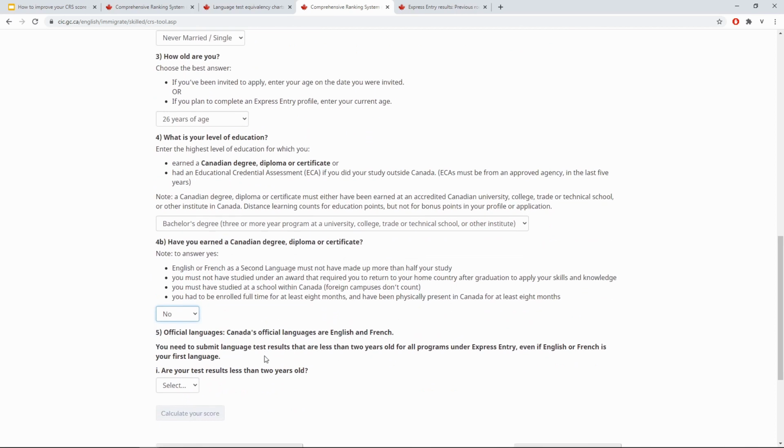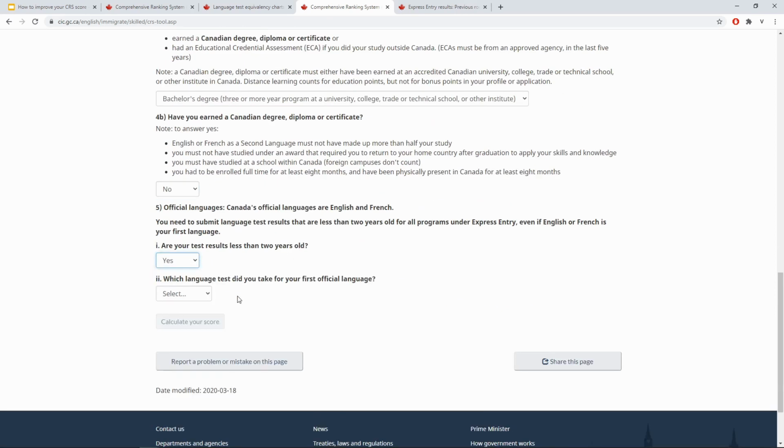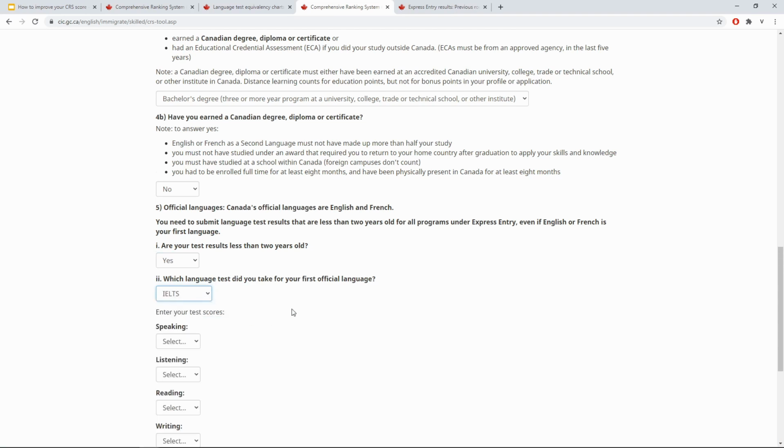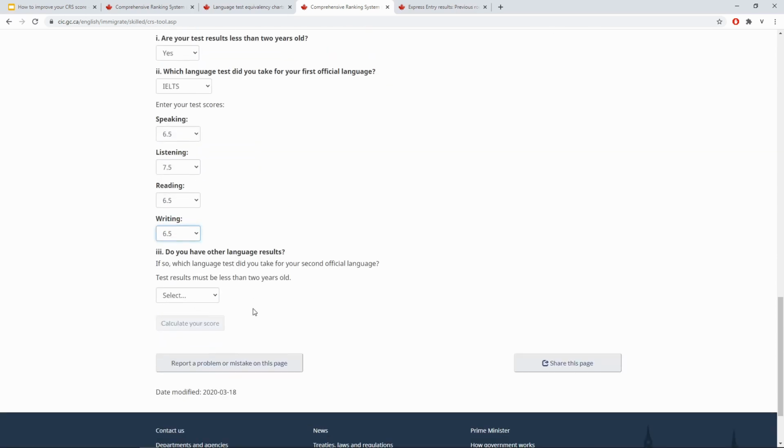There is no Canadian degree. Test results, yes. IELTS, and he had scored CLB level 8, that is 6.5 in speaking, 7.5 in listening, 6.5 in reading, and 6.5 in writing.